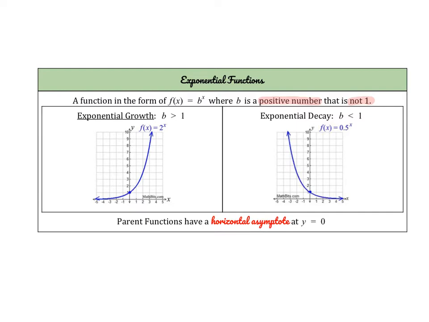All exponential functions have horizontal asymptotes. An asymptote is a line that a graph will approach, or get really, really close to, but never quite reach. For our parent functions, the horizontal asymptote is at y equals 0. If I draw in the line y equals 0, a horizontal line at 0, you can see that both of our functions get really, really close to that line, but never quite reach it. Of course, this could change if our graph is shifted up or down, but for the parent functions, that's where our asymptote starts.